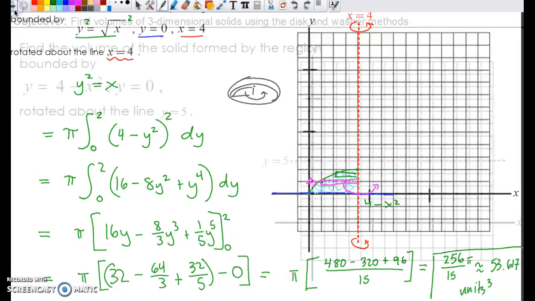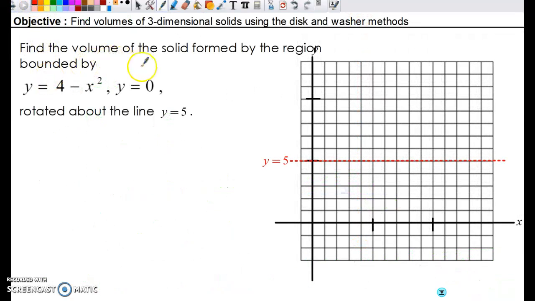Right. Now we have to rotate a solid bounded by y equals 4 minus x squared and y equals 0 around the line y equals 5. So you can see here that my axis of rotation is horizontal now. I'm going to rotate around this horizontal line here. But I have to make my boundaries first.